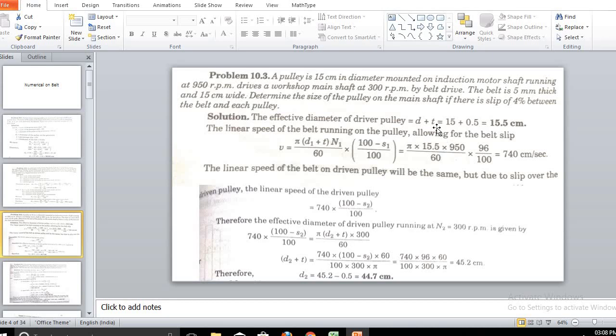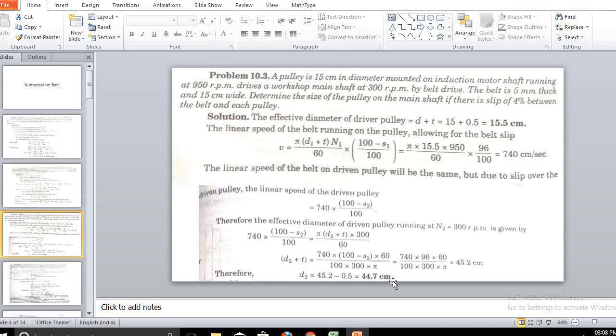Thickness is given as 5 mm. So the only unknown is d2. After simplification of this, you will get 44.7 centimeter diameter of this particular driven pulley. D2 is equal to 44.7 centimeter.